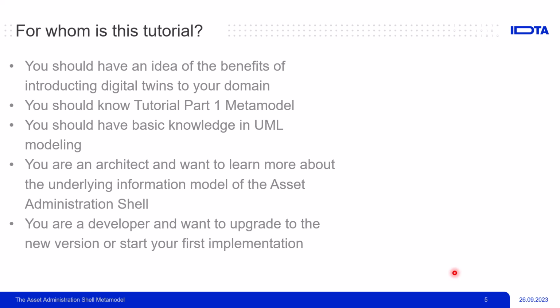It's good to have a little bit of basic, but only really basic, knowledge in UML modeling, because the specification is using UML for explaining the relationships between the different elements. And the tutorial is either for architects who want to learn about the underlying information model of the asset administration shell, or for developers who want to implement the asset administration shell, or who want to update to the newest version, to version 3.0, and already had an implementation.